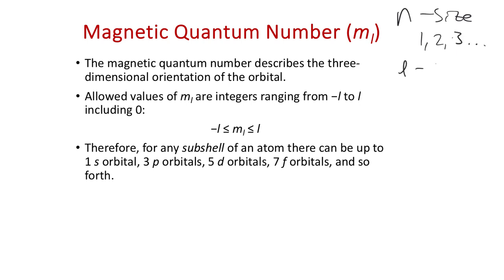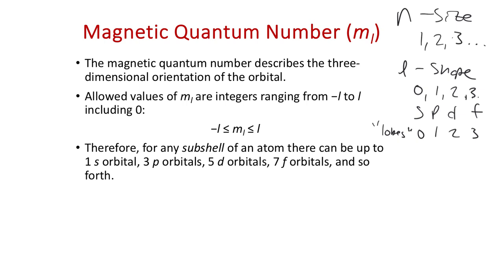L relates to the shape, and it takes on values of 0, 1, 2 on upward. This is going to tell us the type of shape we have. 0 will be S-shaped, 1 will be P-shaped, 2 will be D-shaped. We'll look back at the slide that shows us some more pictures of shape. 3 is F-shaped orbitals. We see no lobes for S, a set of lobes for P-shaped, and the number of lobes on some of the orbitals, 0, 1, 2, 3, is reflective of the L value.